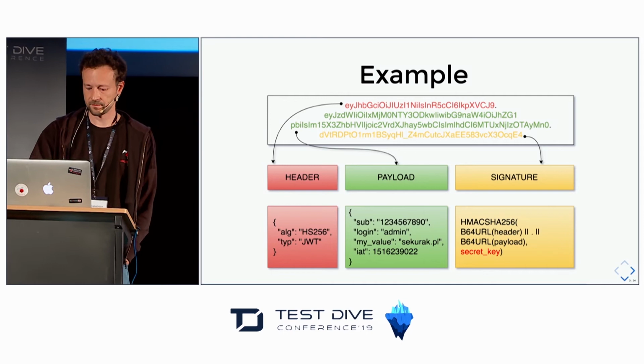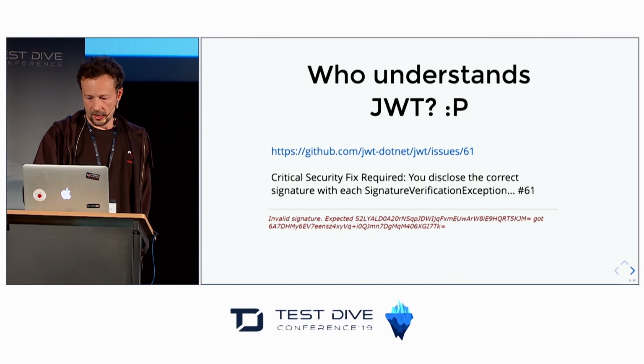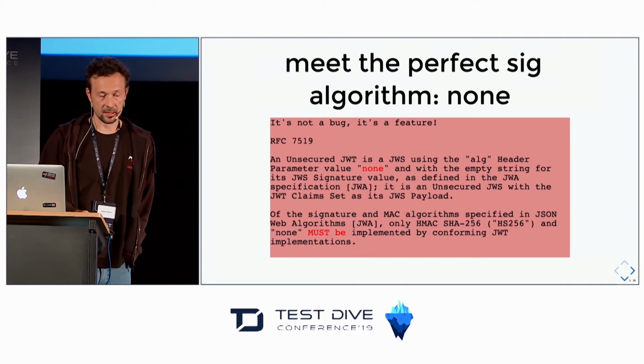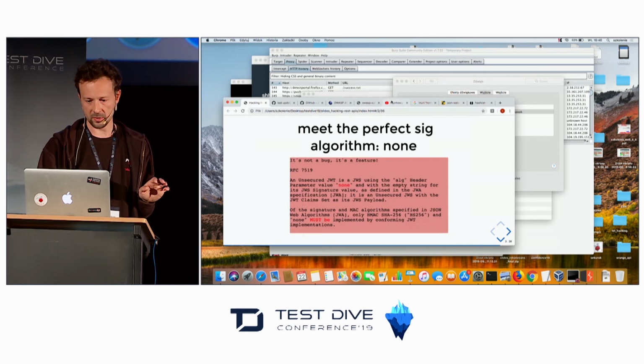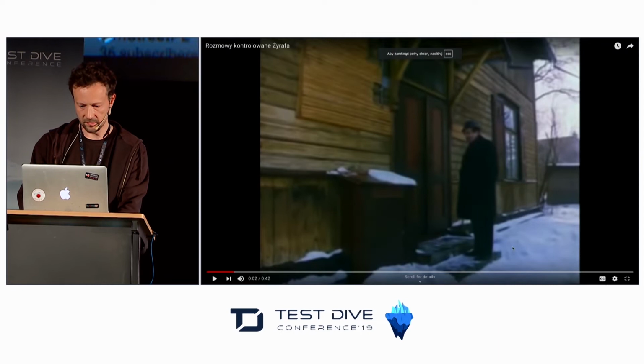All right, let's see this stuff. I have a little movie. Unfortunately, it's in Polish, but it's quite short. So it's a little intro to this next bug concerning JSON Web Token. So let's see, let's hear. I'll put it to full screen.